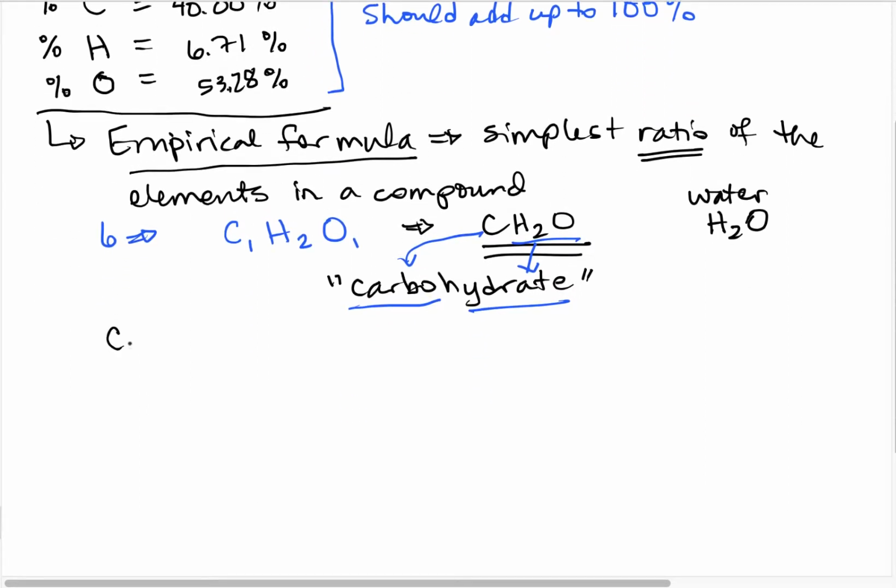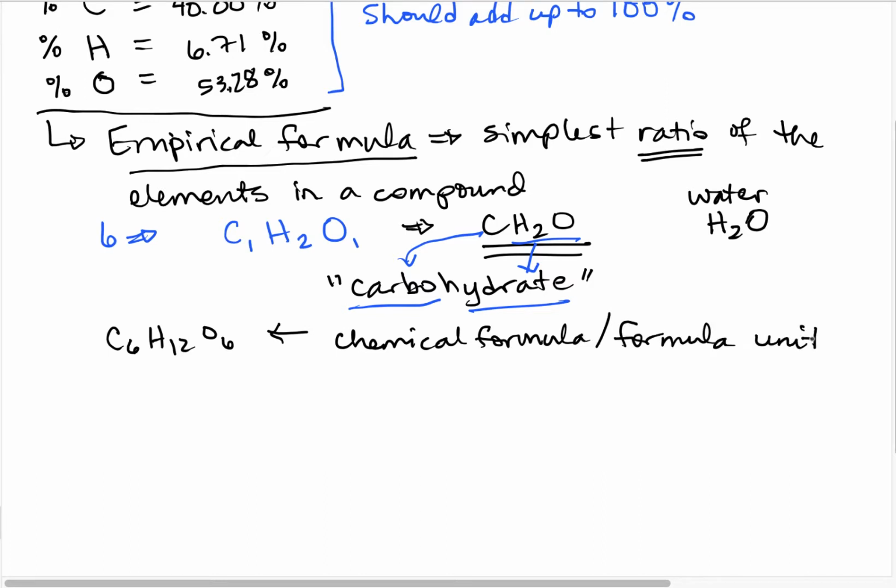Okay, so for C6H12O6, this is the chemical formula, and sometimes we also call it the formula unit. And CH2O would be the empirical formula for it, because that reflects the smallest ratio of each of the elements for this compound. But you would have to multiply all of them by 6 to get to where we finally were.